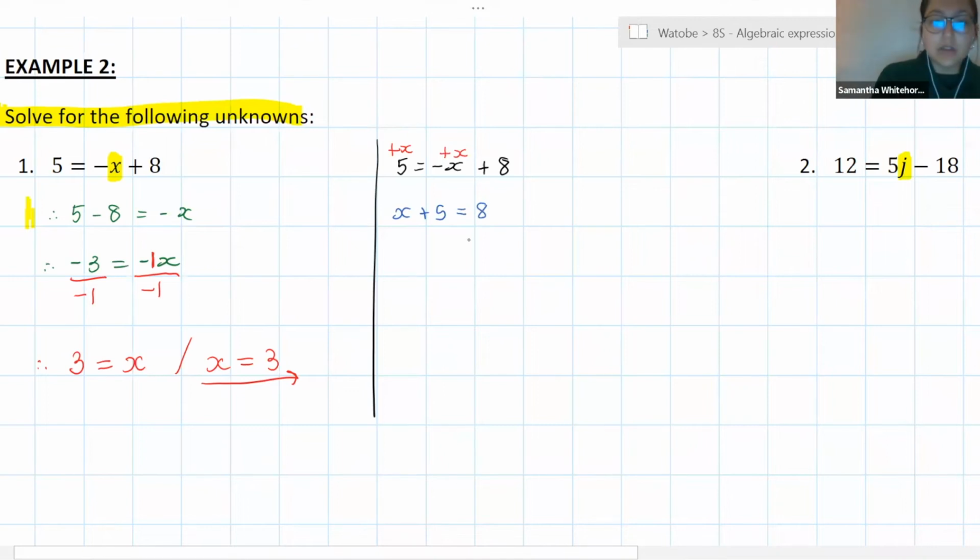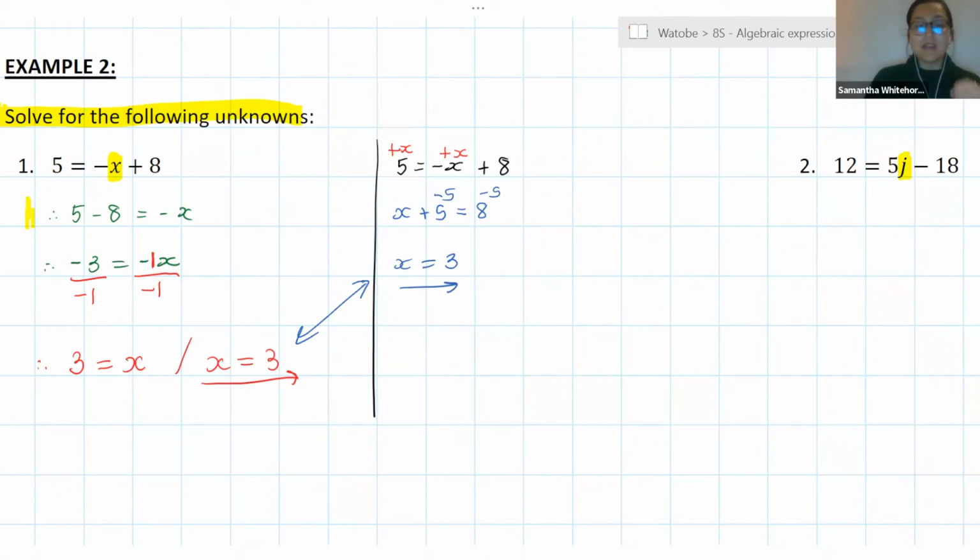Now your x is on the left. It is a positive x, so that's great. Using my inverse operations, I can subtract 5. And so x is equal to 3. I end up with exactly the same answer. So it's very much how you were taught. It's very much what you are more comfortable with.